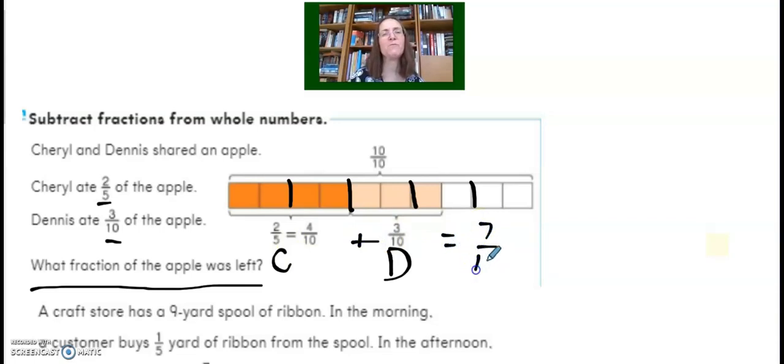Is that in its simplest form? Well, 7 is a prime number, so its only factors are 7 and 1, and 7 is not a factor of 10. So we found it.